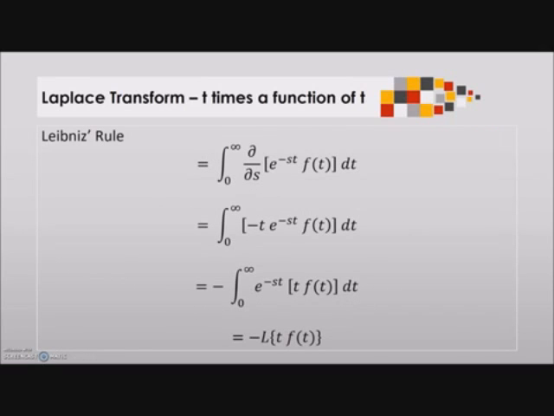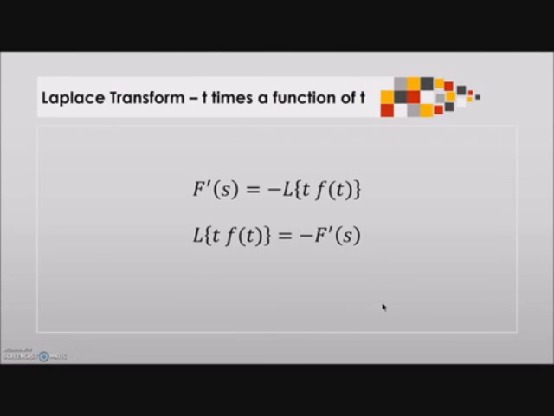Here we have the Leibniz rule that shows the partial differentiation with respect to s of the Laplace transform by definition of t times a function of t, which results in this equation right here of negative Laplace transform of t times any function of t. Here we have the main formula, which is the first derivative of the Laplace transform equals the negative Laplace transform of t times the function of t, and vice versa.